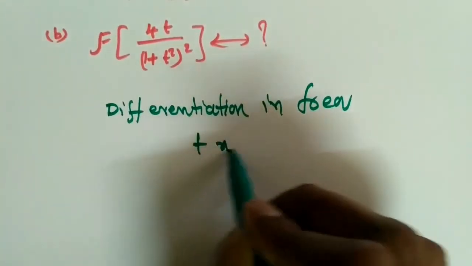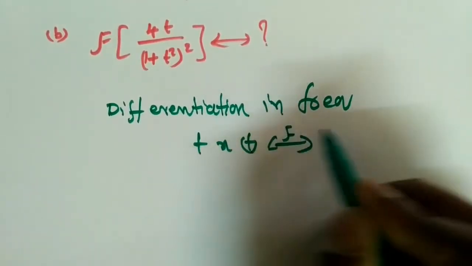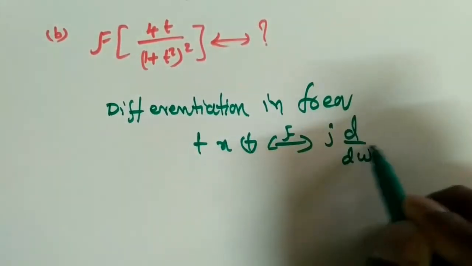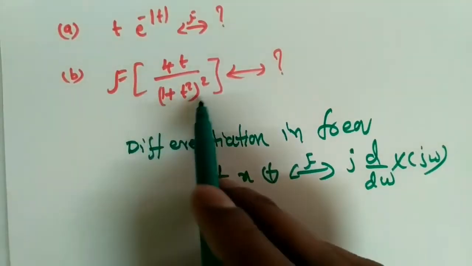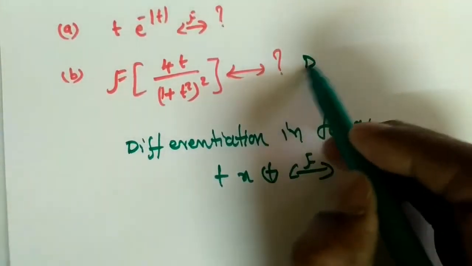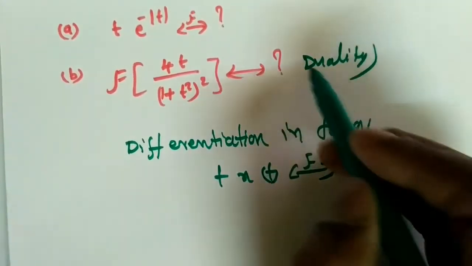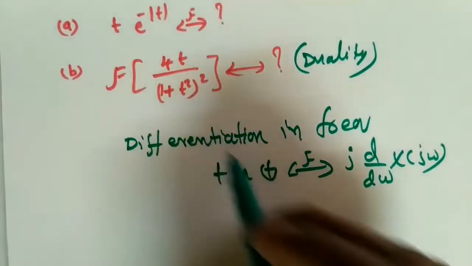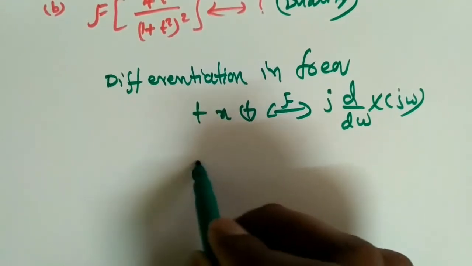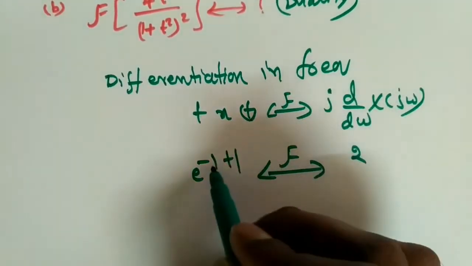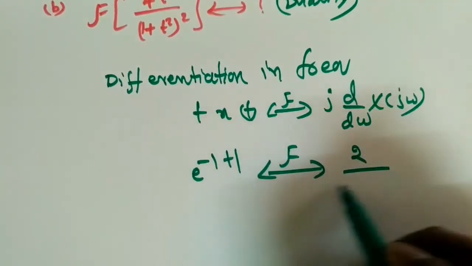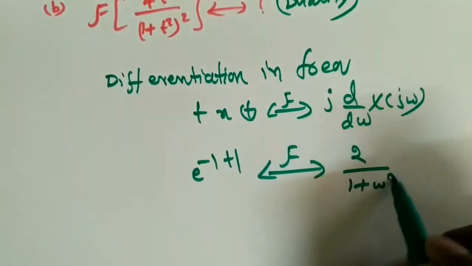So what is this? T into x of t, we know the property is j into d by d omega of x of j omega, right? First one is that one. Second one is the duality concept, right? So the duality principle, this one. Now first one we will solve like this. For e power minus mod t, the Fourier transform is directly given 2a by a square plus omega square, where a is 1 here, so 2 by 1 square plus omega square.